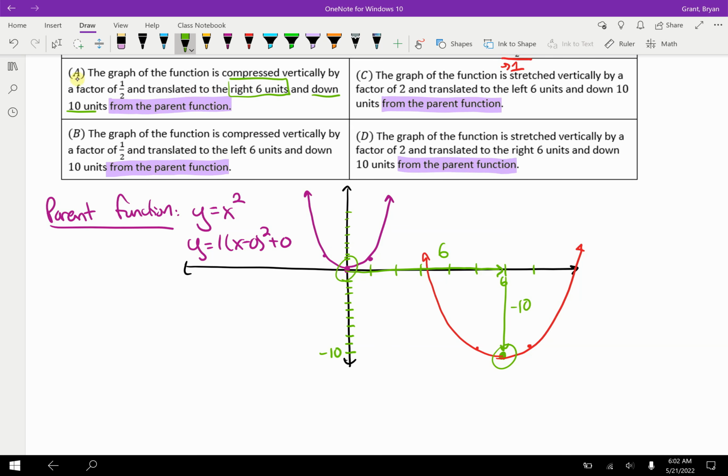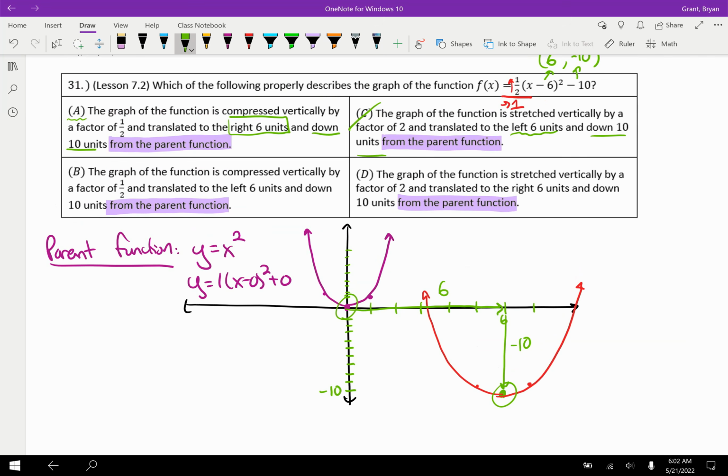Why, yes it is. It could still be a. Is it translated to the left 6 and down 10? Certainly not. That would be someone who forgot to do the opposite of h. To the left 6, that one's out as well. And to the right 6 and down 10, that one's still good. All right, so now we're down to a and d.